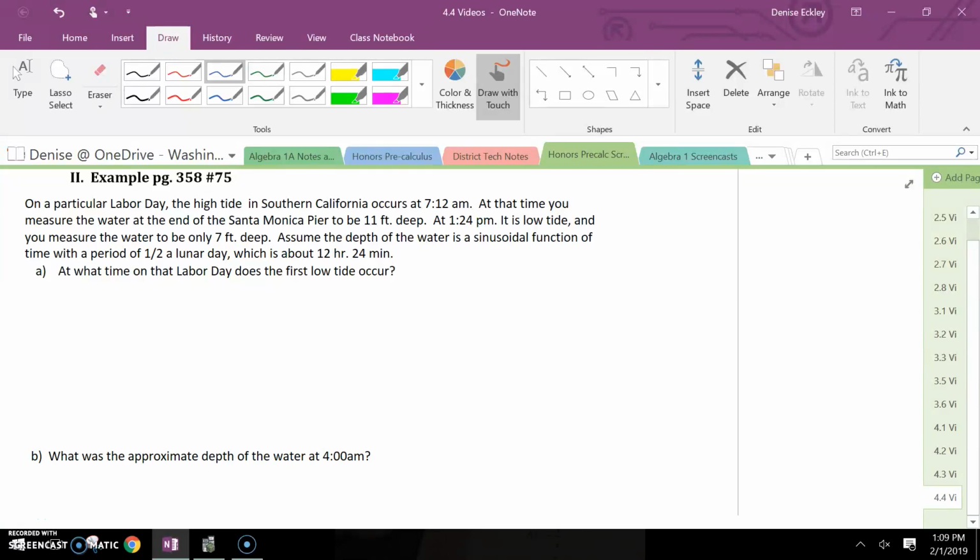Example on page 358, number 75, states: on a particular Labor Day, the high tide in Southern California occurs at 7:12 a.m. At that time, you measure the water at the end of the Santa Monica Pier to be 11 feet deep. At 1:24 p.m., it is low tide, and you measure the water to be only 7 feet deep. Assume the depth of the water is a sinusoidal function of time with a period of half a lunar day, which is about 12 hours and 24 minutes. At what time on that Labor Day does the first low tide appear?